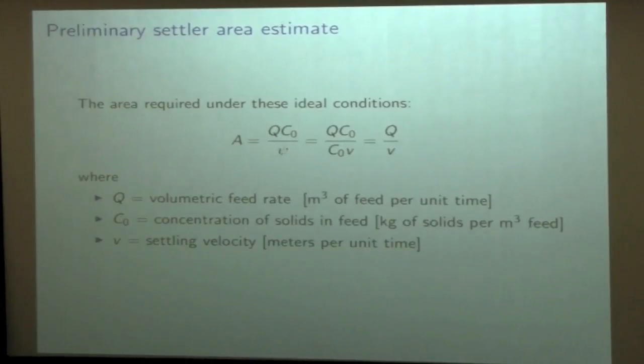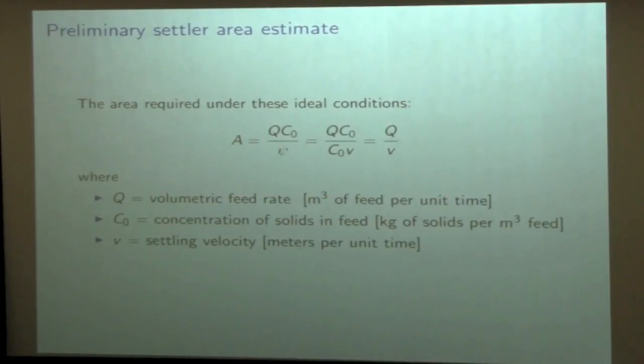The area required is to take the volumetric feed rate of fluid coming in, Q, meters cubed per hour, multiply that by the concentration of the feed, C0, which is given in the usual units of kilograms of solid per meter cubed feed. So Q multiplied by C0 gives us an estimate of kilograms of solids per unit time coming in. The volumetric flow times its concentration gives us a mass flow. If we divide that through by the flux, and we look at the units, it cancels out quite nicely, as expected, and it gives us the cross-sectional area.